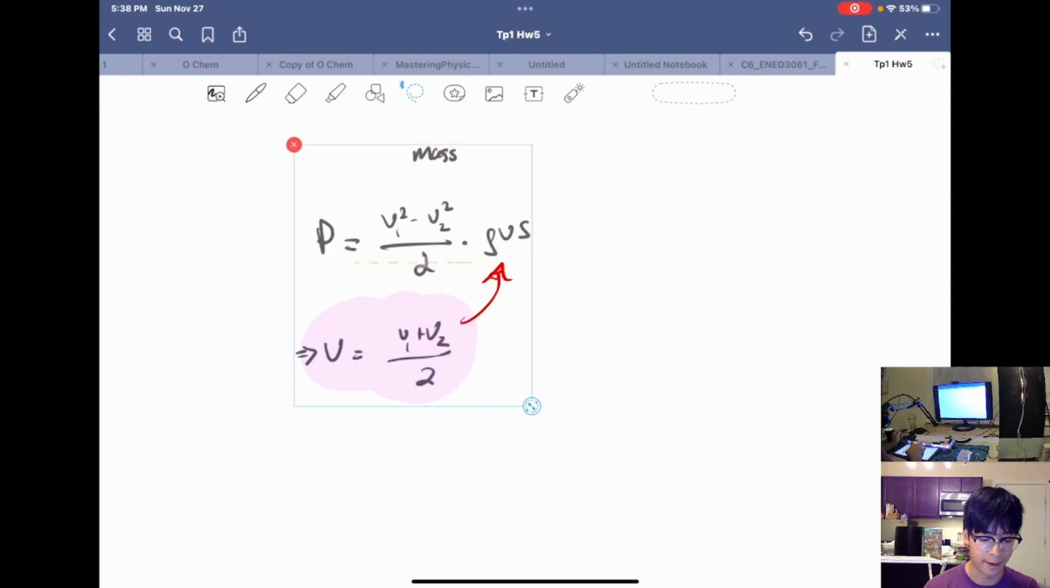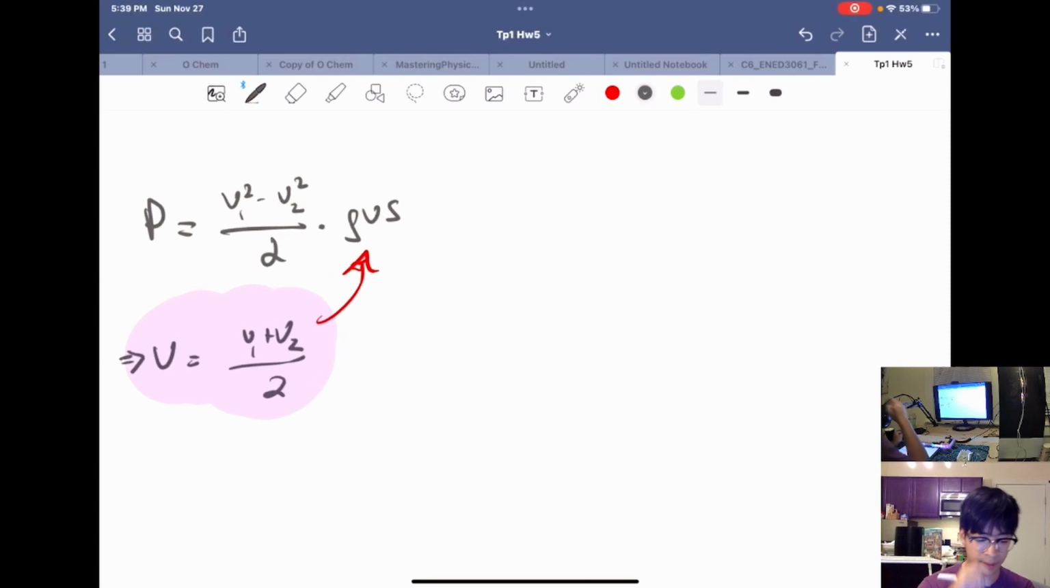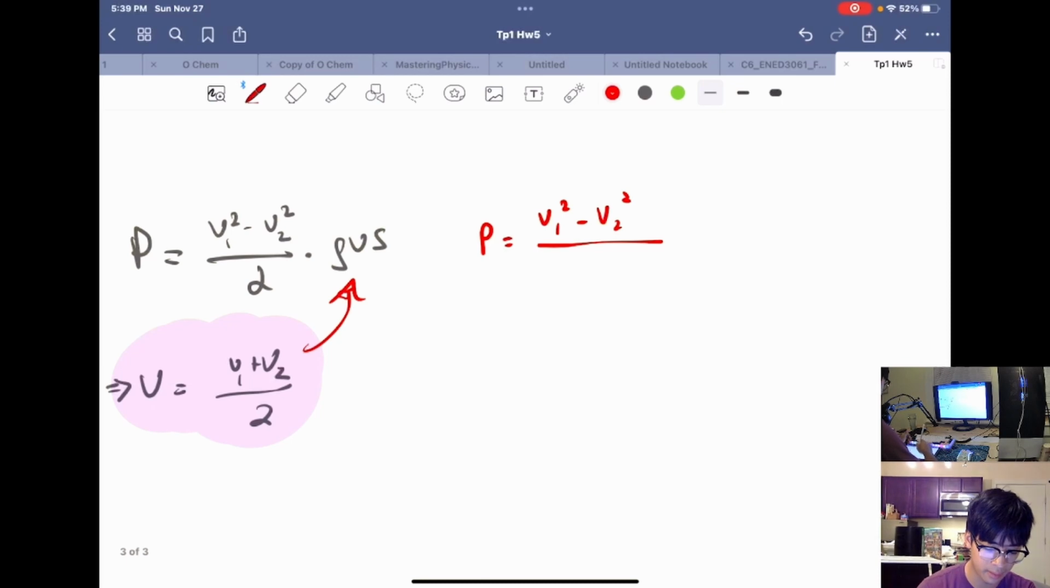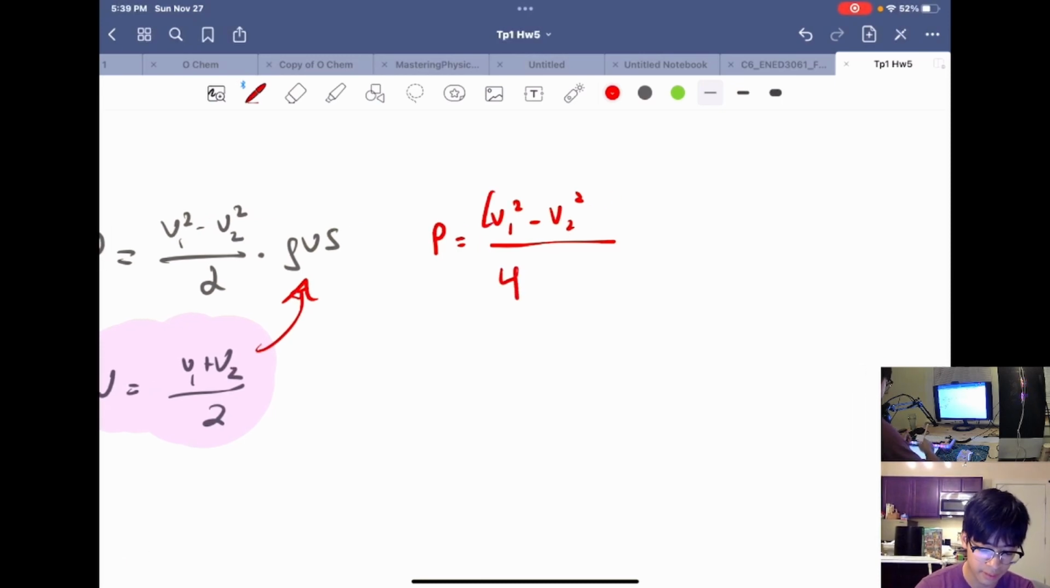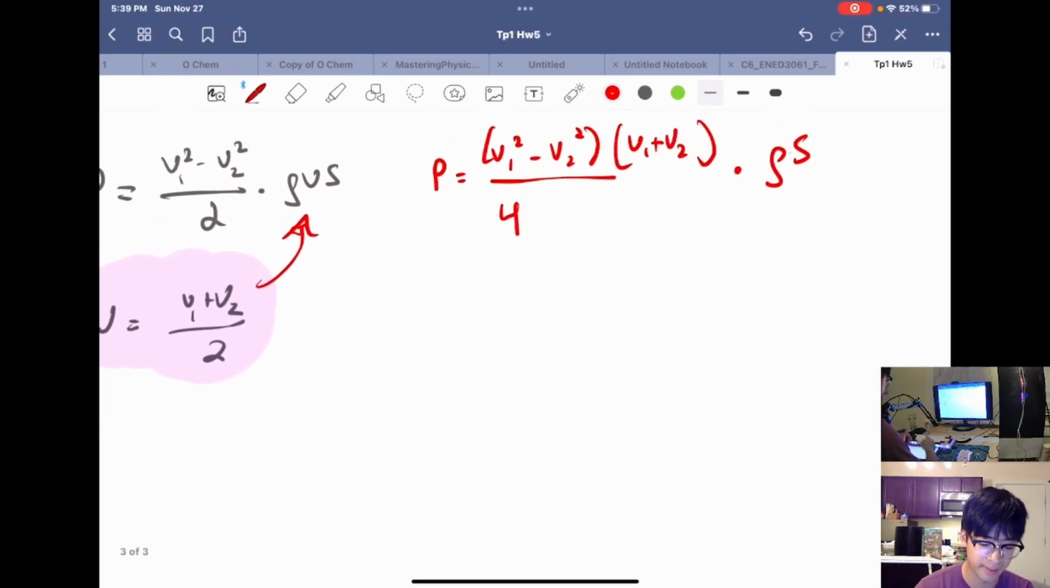So, what do we have now? We have an expression of power, and we can replace that pesky velocity term. The velocity, not v1, not v2, just the normal velocity at the turbine. So, power is equal to what? Let's do this in red. Power is equal to v1 squared minus v2 squared over, let's multiply this, 2 times 2 is 4. This quantity multiplied by the quantity v1 plus v2, multiplied by rho s. I'm going to keep all my constants out front.